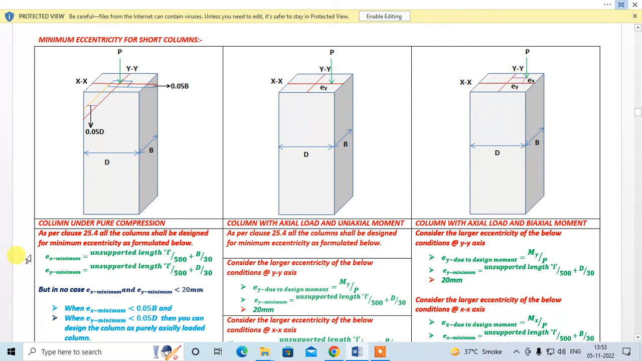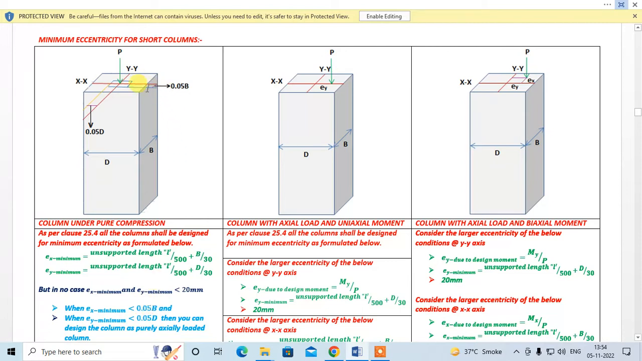Ex minimum can be found by this formula given in the code: unsupported length Lx by 500 plus b by 30. This is b. Ey minimum can be found by this formula: unsupported length Ly by 500 plus d by 30. This is d. But the code also says that in no case should ex minimum and ey minimum be less than 20 mm. If it is found to be less than 20 mm, then you have to at least take 20 mm.